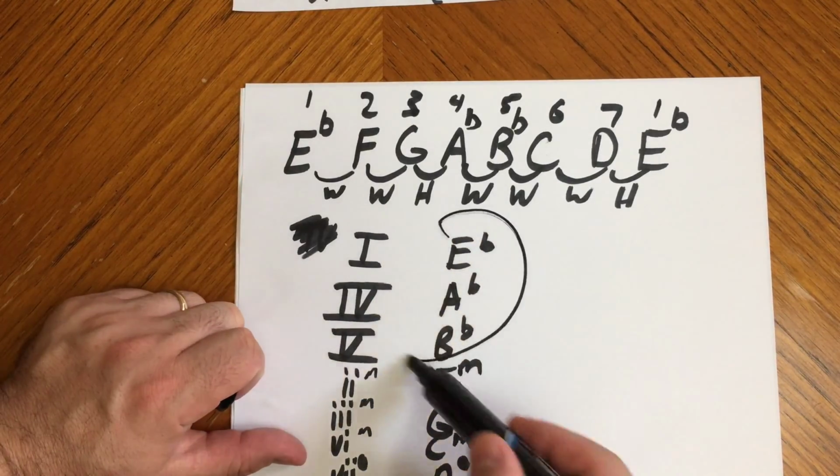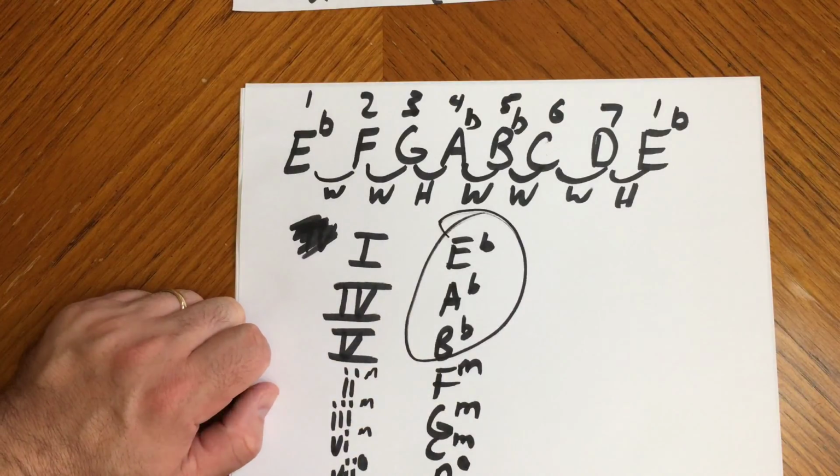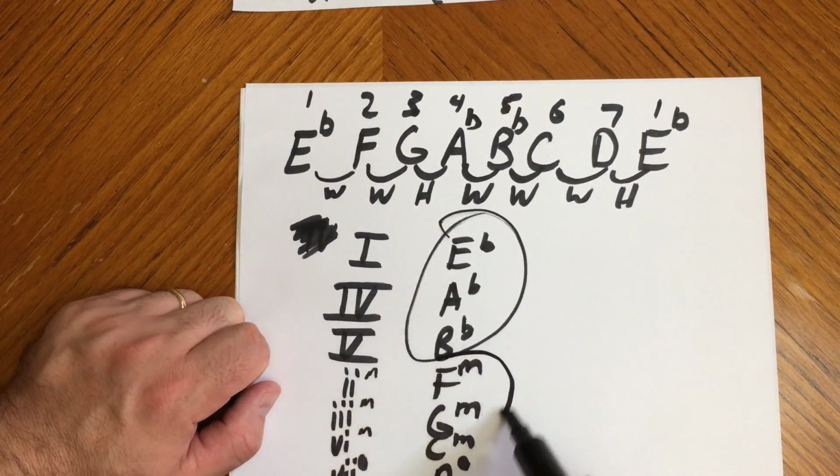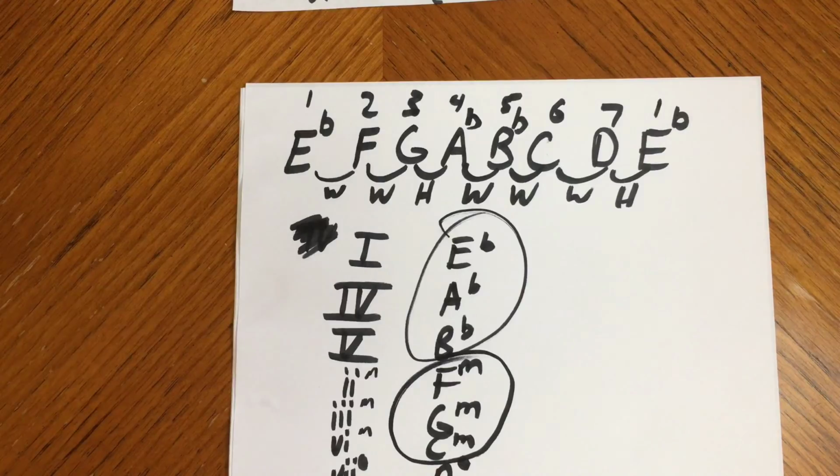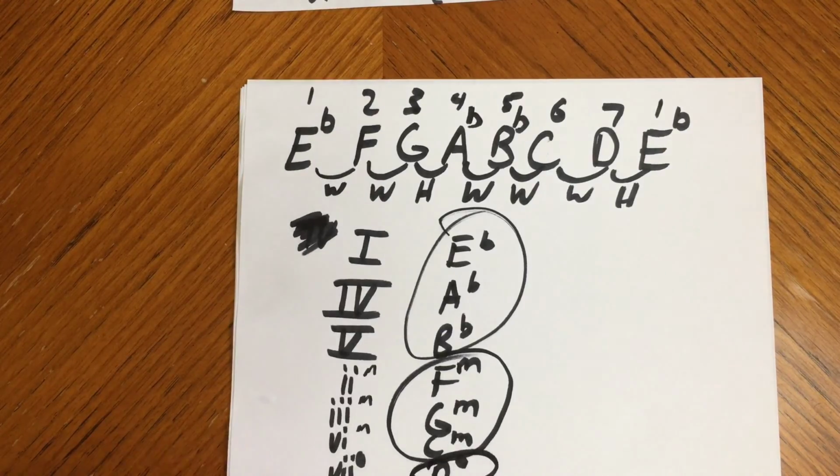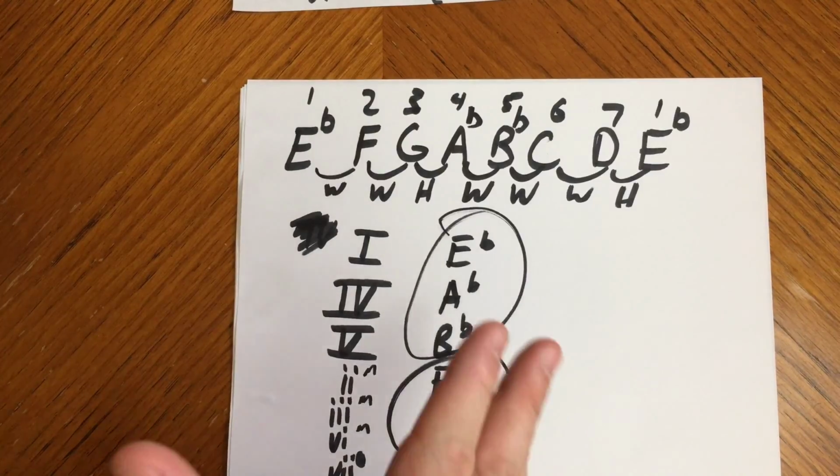And now we have the notes we can use to make a 1-4-5 progression if we want to add in some minor chords. Those are the notes we have there, and we want to use the 7th chord as the diminished chord. So that's it for today, guys.